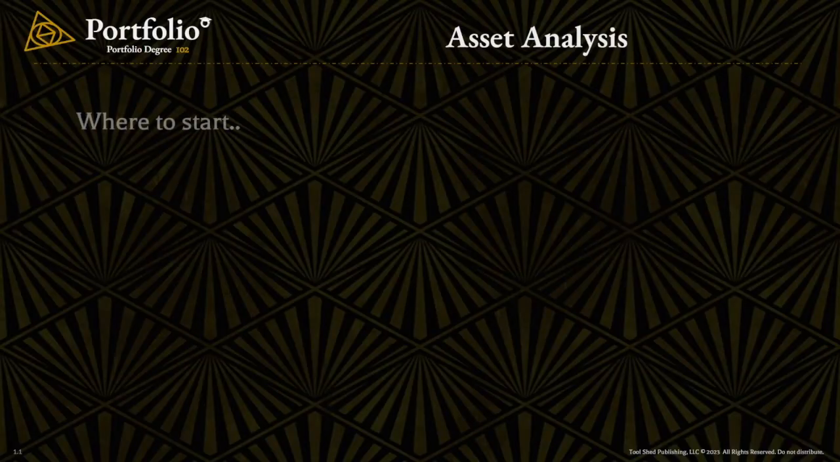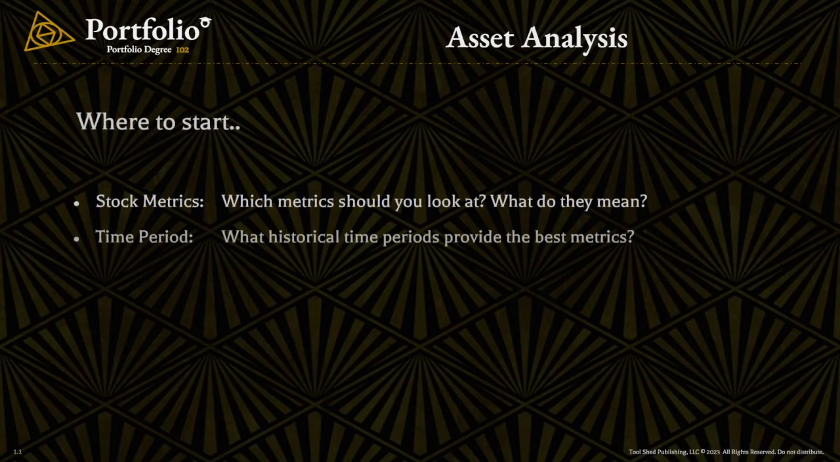All right, asset analysis. So where do you start? Well, we're going to start with the metrics that are available in our system, and we'll walk you through them, why we picked them, and how they work. We're also going to walk you through the historical time periods, why that matters, and which historical time period actually works best for the different strategies. And then we'll get into beta, what that is and why that's important. Beta can be a great measuring stick when trying to understand what to expect between your portfolio's performance and the markets.